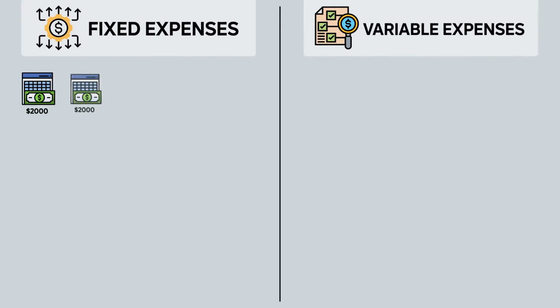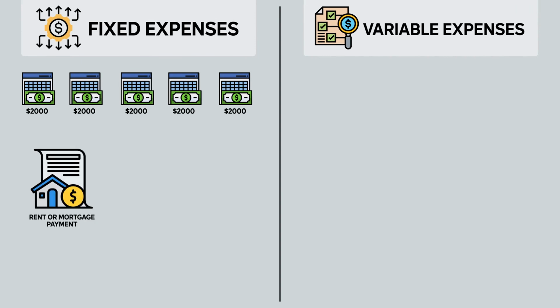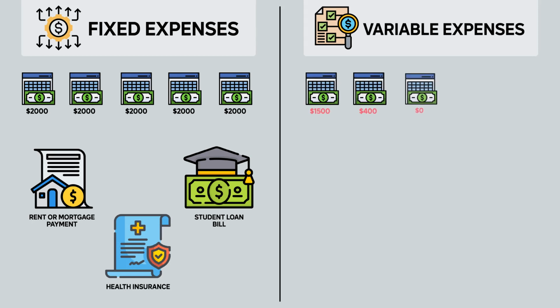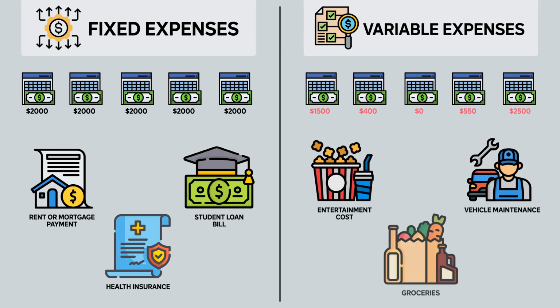Your fixed expenses are those costs that stay consistent month over month, like your rent or mortgage payments, student loan bill, and health insurance, for example. Your variable expenses, on the other hand, aren't always the same amount each time, and sometimes you don't incur them at all. Entertainment costs, vehicle maintenance, and groceries are all examples of variable costs, and so their price tag may vary from one month to the next.